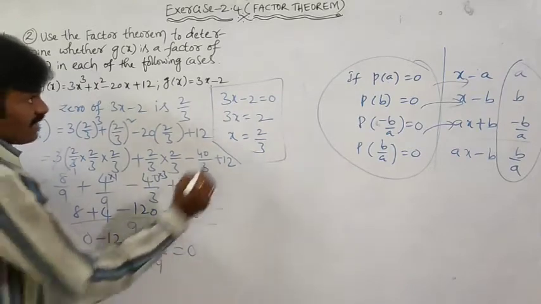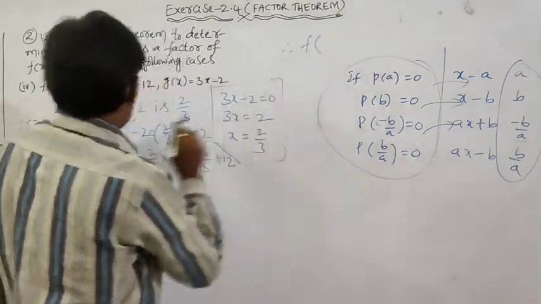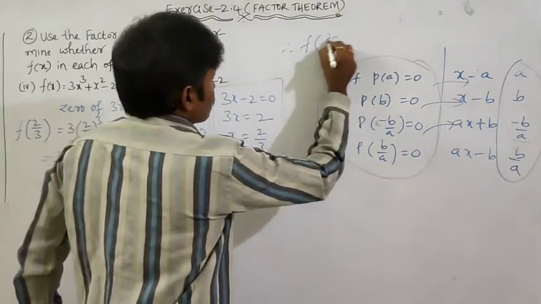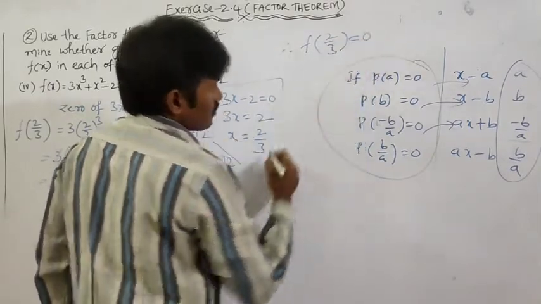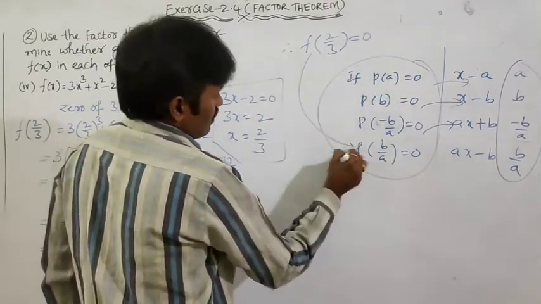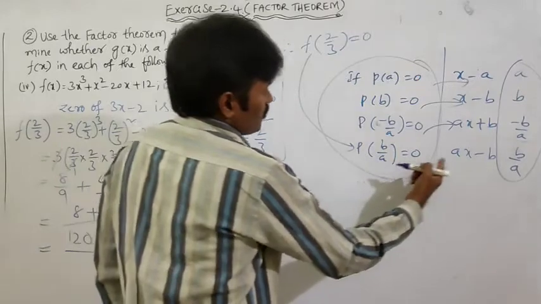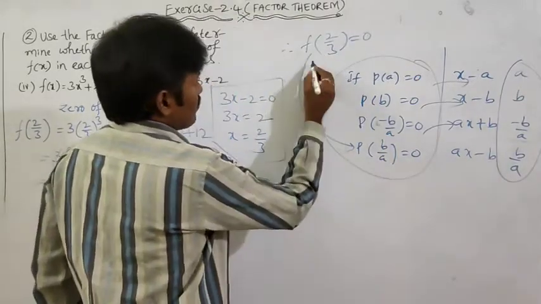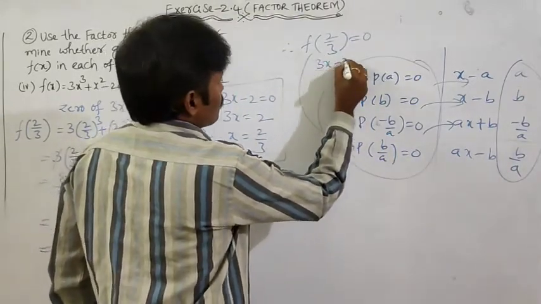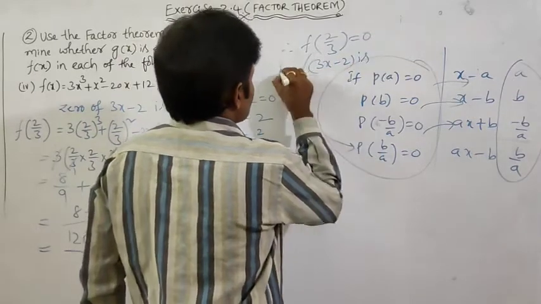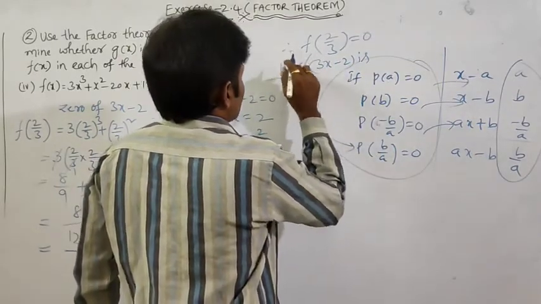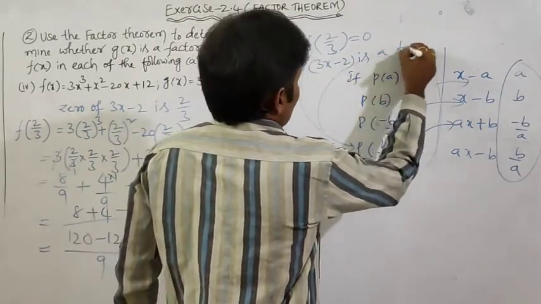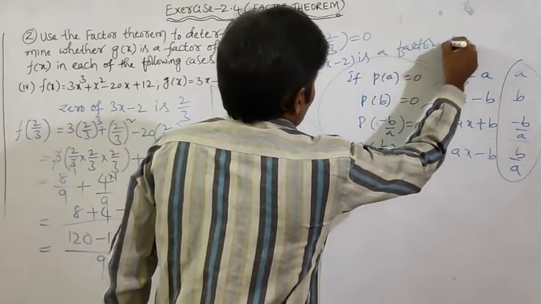So here f of 2 by 3 is how much? 0. That means, see, if p of b by a is equal to 0 means ax minus b is a factor. Therefore, what is the factor here? 3x minus 2 is a factor. Hence, 3x minus 2 is a factor of f of x.